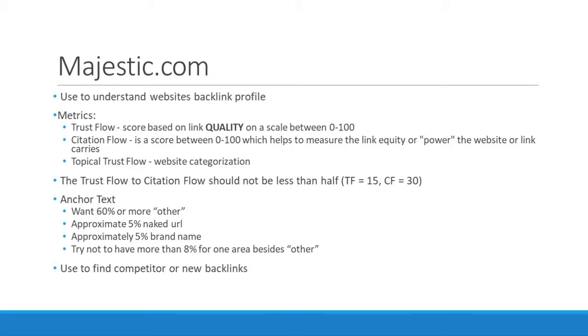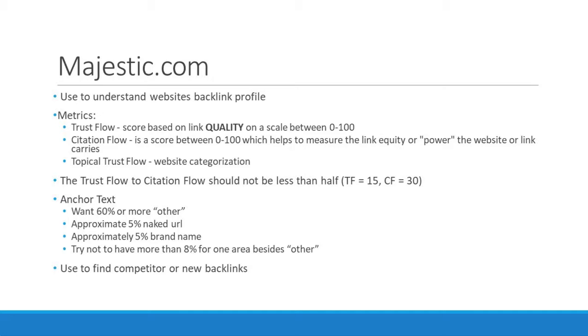Then the trust flow to citation flow ratio should not be less than half. And what that means is if your citation flow is 30, your trust flow should be 15 or greater. Now, ideally, you'd want a higher trust flow than citation flow, but that's not always the case.